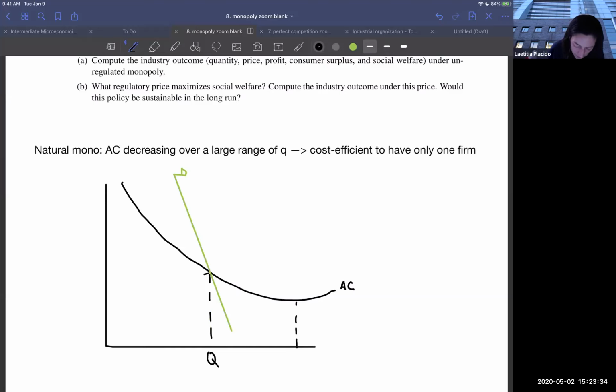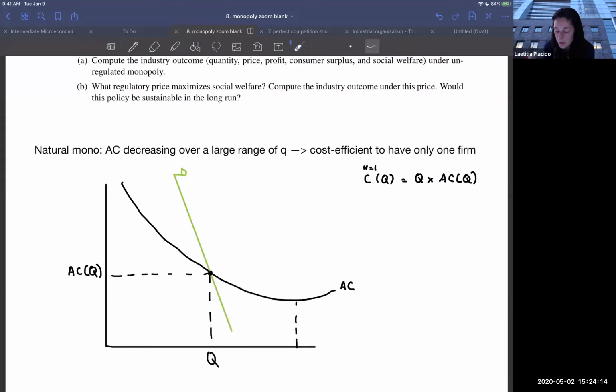So let me just introduce some notation here. The market quantity in equilibrium is Q. And if I have only one firm on the market, then producing that quantity Q is at average cost AC(Q). So if you want to get the total cost of producing Q in that market when there is one firm only, I put N equals 1 here, then it is simply Q times AC of Q. By definition, this is total cost.